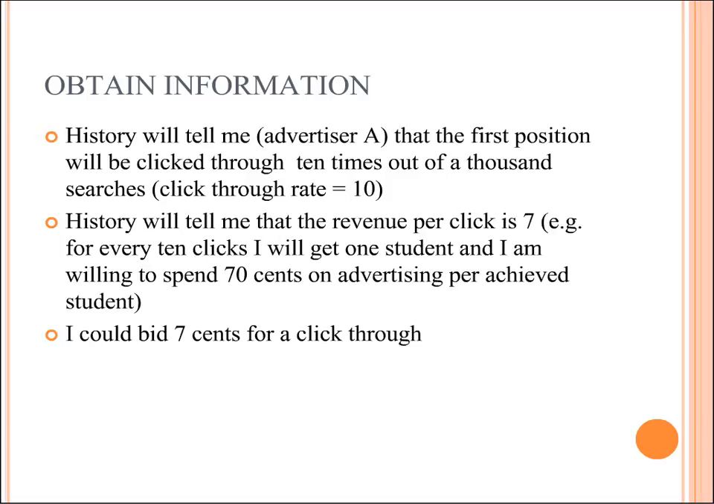So for every 10 clicks you will get one person buying, for example, your online course, and you're willing to spend 70 cents on a student buying that course. So you're willing to pay 70 cents for advertising, and out of every 10 clicks you will get one person to buy it. So the value of that click, for somebody to click it through, is 7. So basically, the last sentence here, you know that you're willing to pay 7 cents for somebody to click it through.